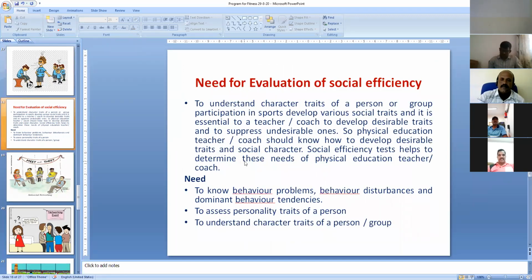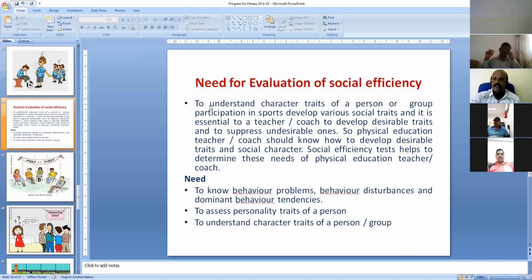And to understand better, we have to know the social efficiency and psychological tests which are available in the field. To understand character traits of a person, group participation in sports develops various social traits, and it is essential for a teacher or coach to develop desirable traits and to suppress undesirable ones. So a physical education teacher and coach should know how to develop desirable traits and social character. Social efficiency tests help to determine these needs of a physical education teacher and coach.